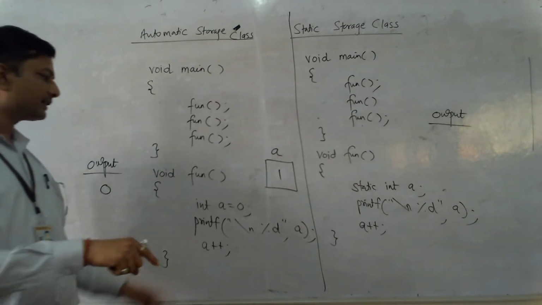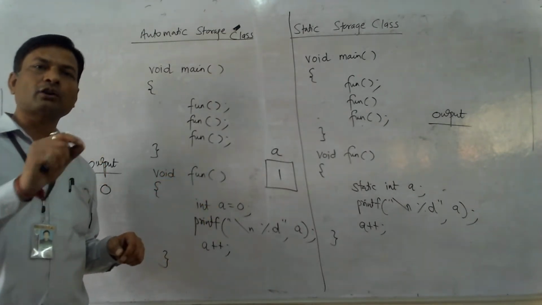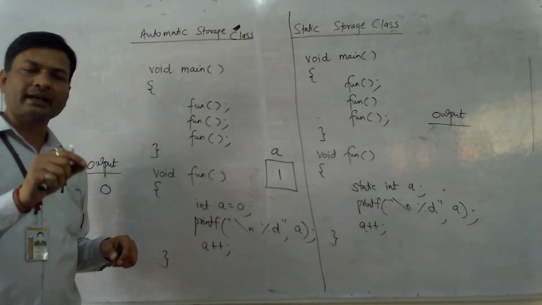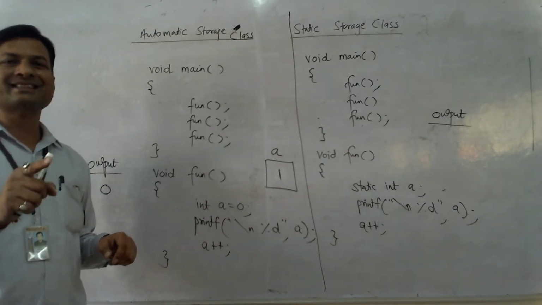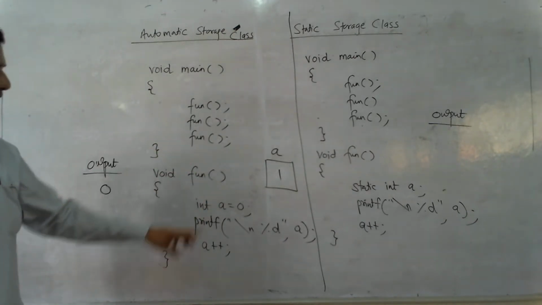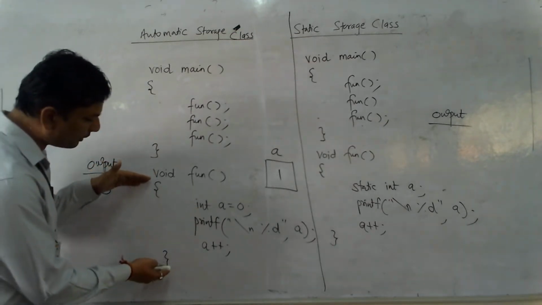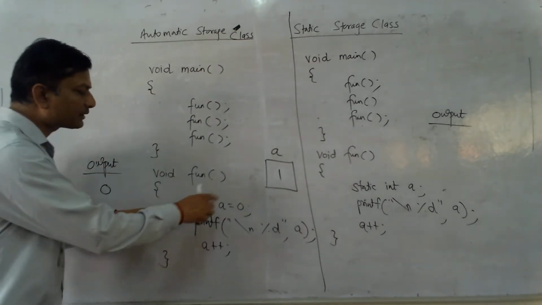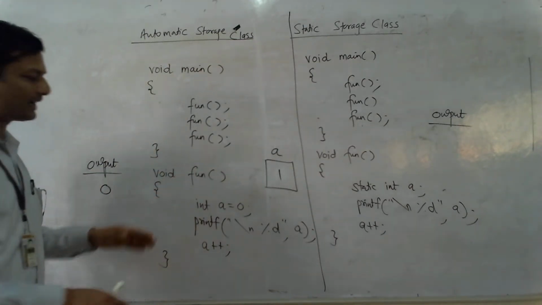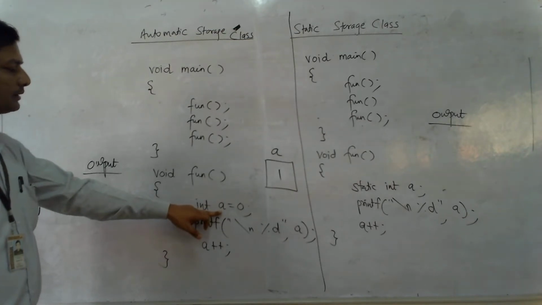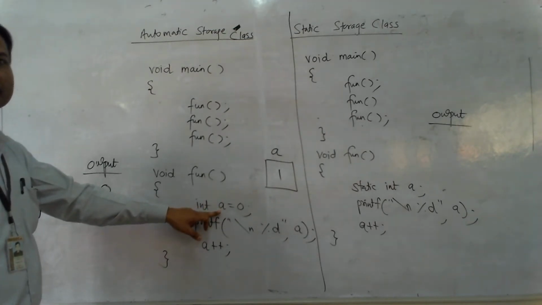As we can see in the life of automatic variable, I have written that the variable will live till the control remains in the block in which it is declared. In which block is variable a declared? Variable a is declared in the fun block, in this block only. Till we remain in this block, this variable will live. As soon as we come out of this block, the variable a will be deleted.